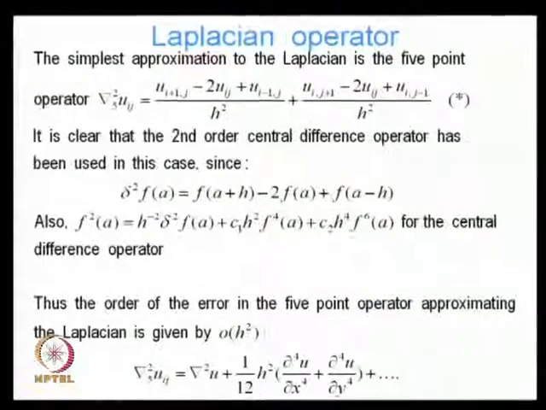Again, it is called a 5-point operator because it involves the evaluation of the function at 5 points: at i plus 1, i minus 1, j plus 1, j minus 1, and of course, at i j itself. So, it involves evaluating the function at 5 points, that is why it is called the 5-point operator.